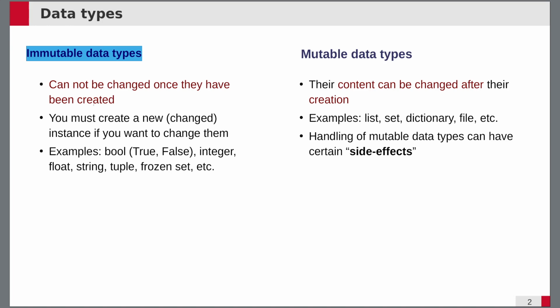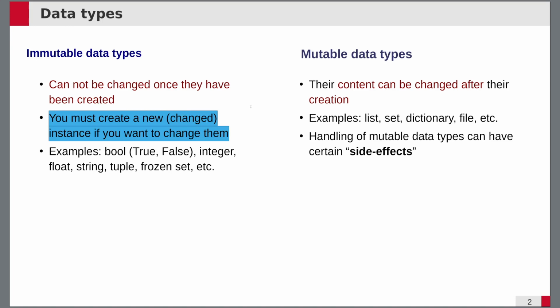after the creation anymore. That means if you want to change its content, you have to create a new instance, a new object with the changed content. And the examples which we will cover today, the bool, the integer, the float, the string, the tuple, and so on, they are all immutable.